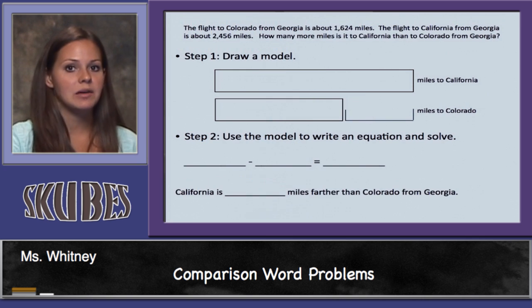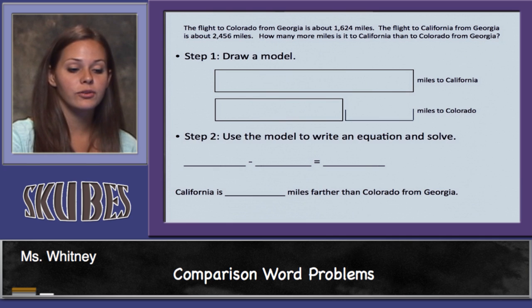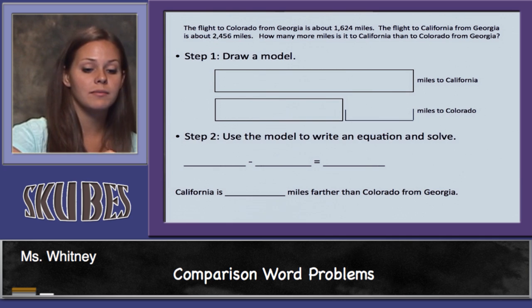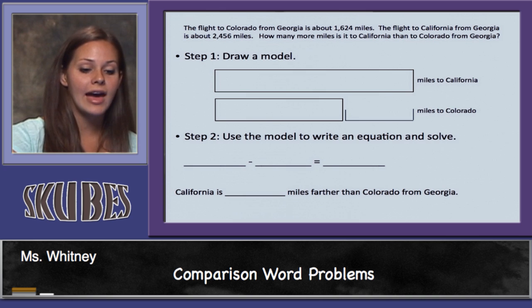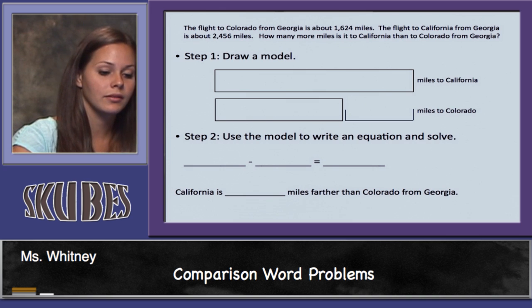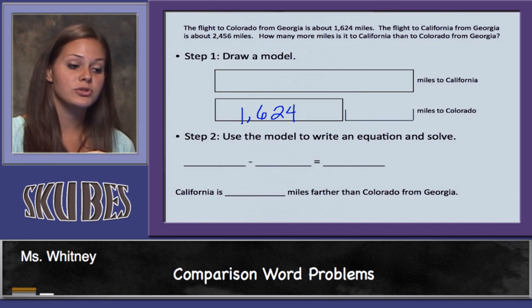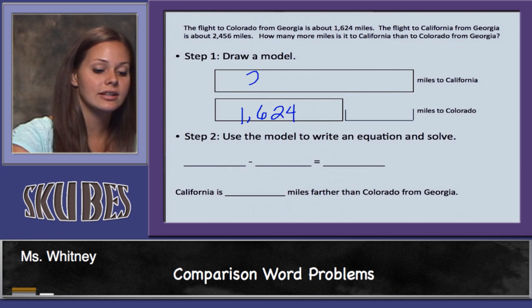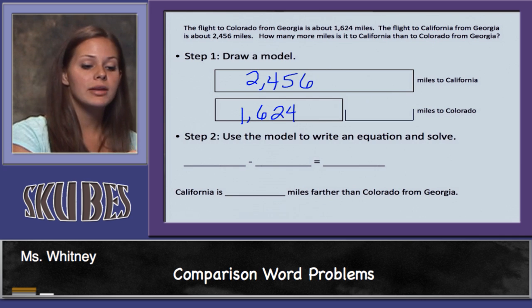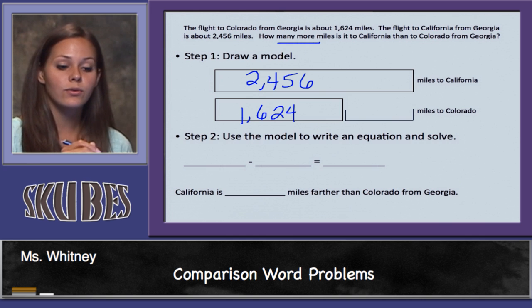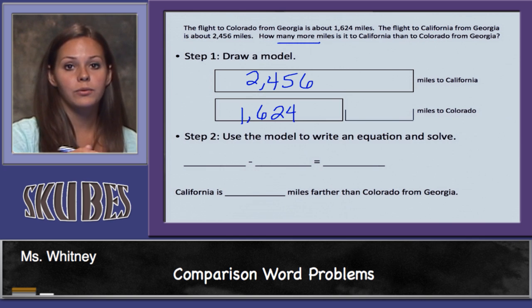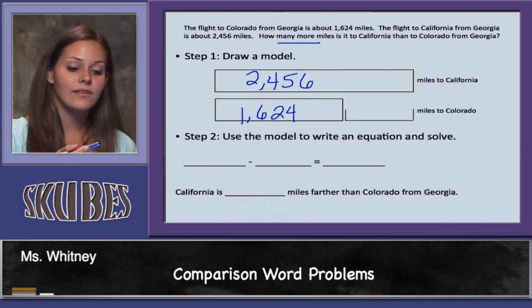And here's our last example. The flight to Colorado from Georgia is about 1,624 miles. So I'm going to record that on my chart. The flight to California from Georgia is about 2,456 miles. How many more miles is it to California than to Colorado from Georgia? Again, we need to find the difference.